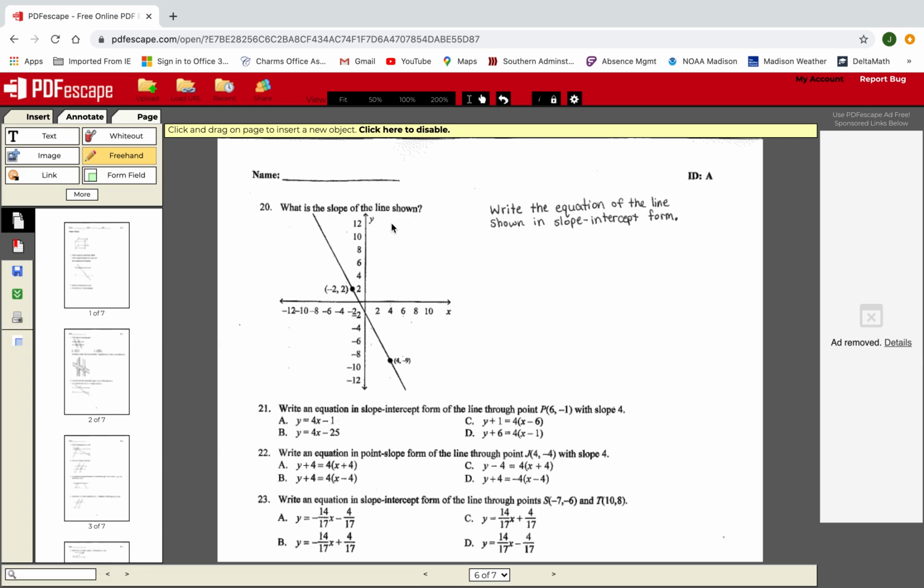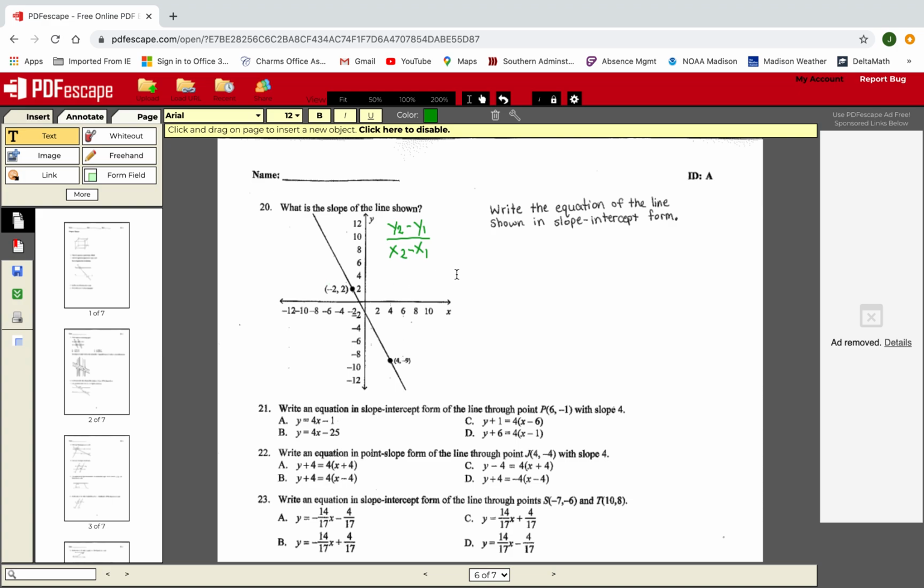So finding the slope, we've got y2 minus y1 over x2 minus x1. So all we need to do is substitute in our values here. This first point, which is negative 2, 2, that's going to be representing x1 and y1, and then the second point is going to be representing x2 and y2.